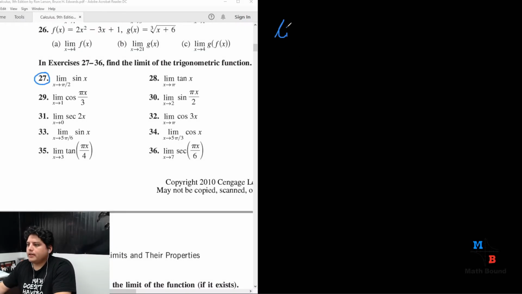Let's work with number 27. Well, what is the limit as x approaches 1/2 pi of sine of x? Well, when you plug in pi over 2 into the sine of x function, you're going to end up with sine of pi over 2. But what is sine of pi over 2?